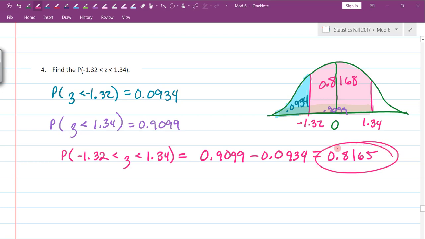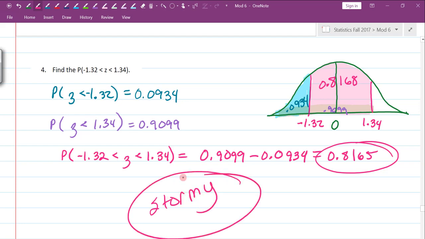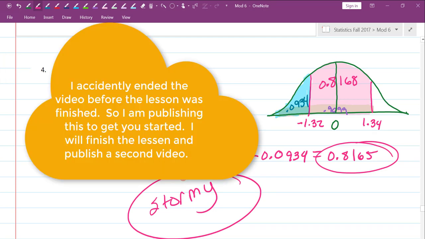How'd you do? If you got this correct and you did it as a your turn, I want you to send me an email or a text that says, well, I was going to say hurricane party, but let's not do that. Let's just say stormy. So if you got this correct, and before I solved it, I want you to email me or text me the word stormy. Then I'll know that at least one person maybe got this correct as a your turn.